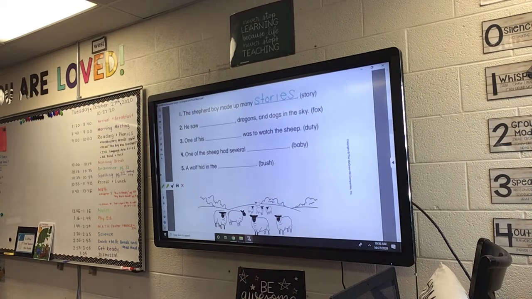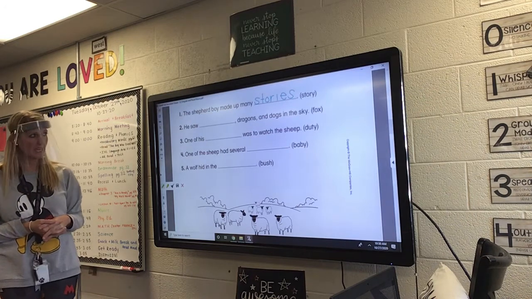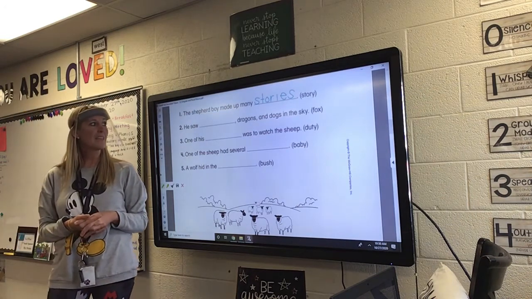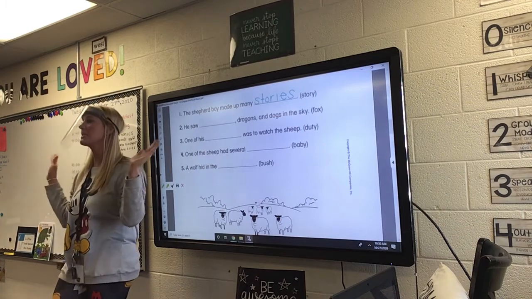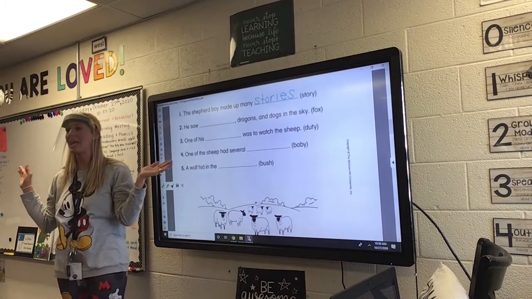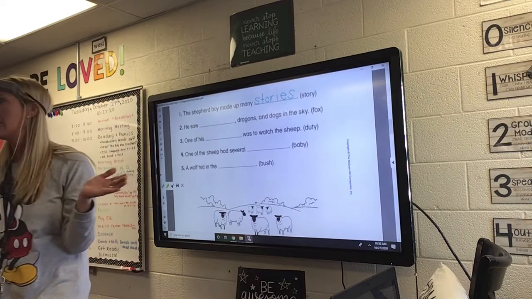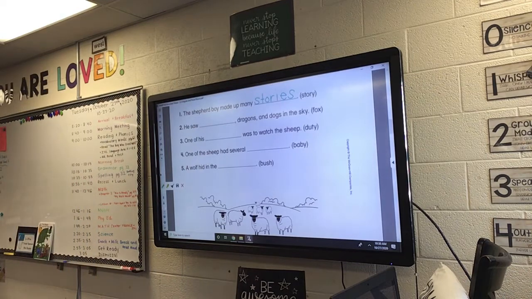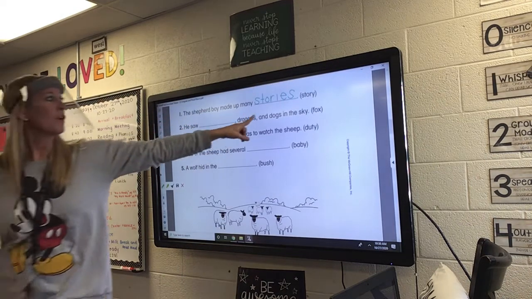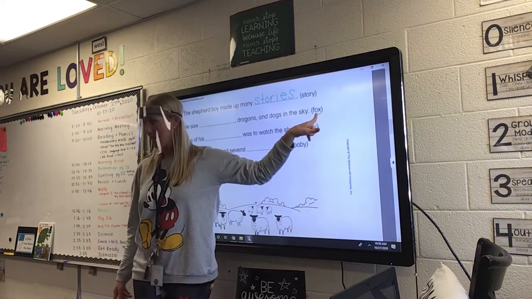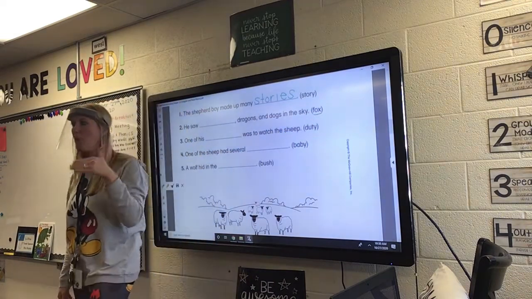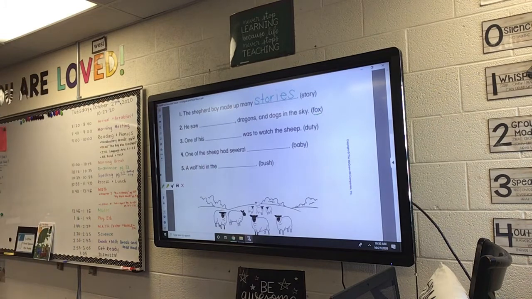Okay, number 2. He saw blank dragons and dogs in the sky. So remember when he was in the story and he was looking up at the sky? He was so bored. He was making up like characters out of the clouds. So my word that I need to make plural is fox. How do I make it more than one fox? Addie? Okay, what was your first thing? I didn't quite catch it.